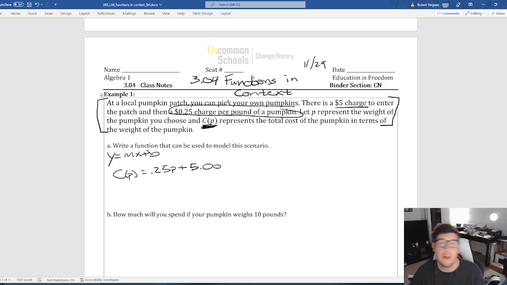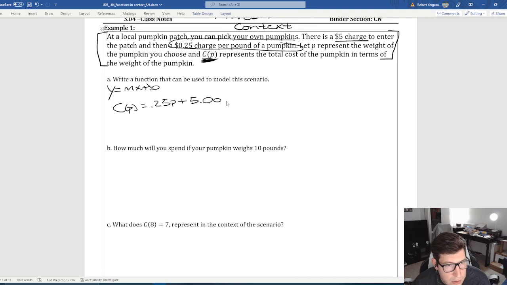Think of this like when we were setting up cell phone plans where we always had a monthly cost plus a startup fee. Again, we have this times a cost per pound and the initial entry fee. And so now we want to know, how much will we spend if our pumpkin weighs 10 pounds? Well, this 10 pounds right here is going to be a p-value. So p is equal to 10, which in turn, thinking function notation, means that we want to find the c of 10. When I want to find the c of 10, I know I'm working with an input, so I'm going to use substitution.